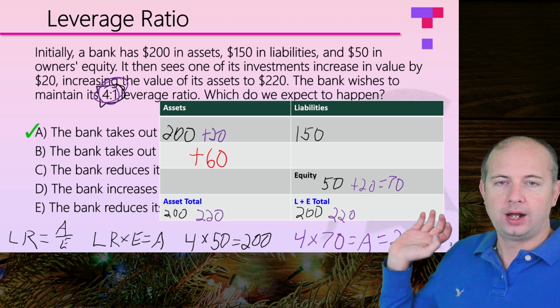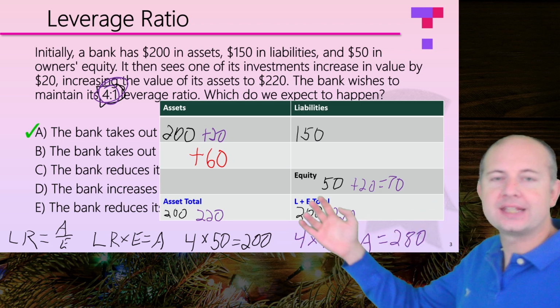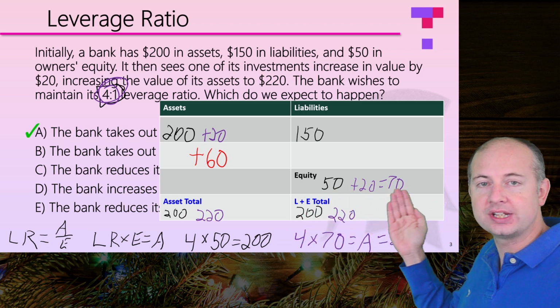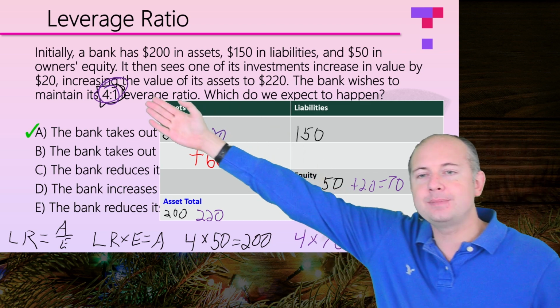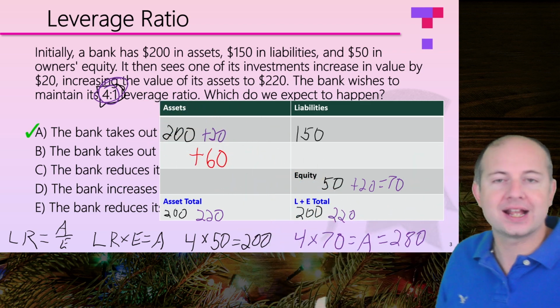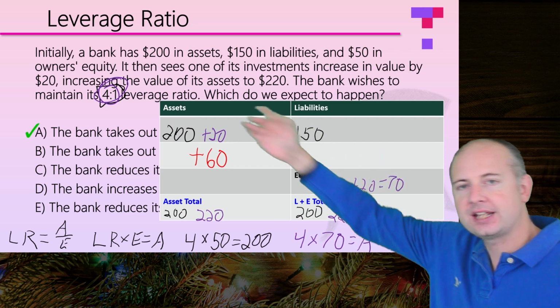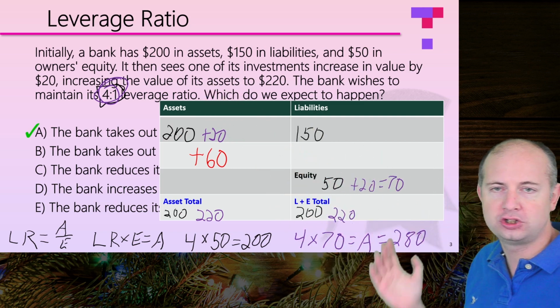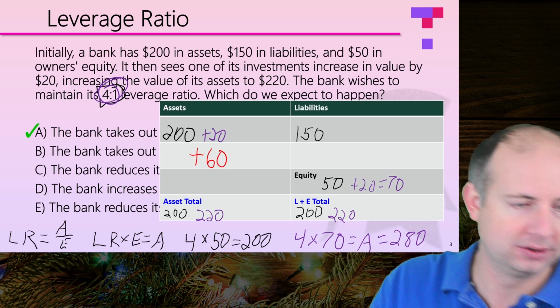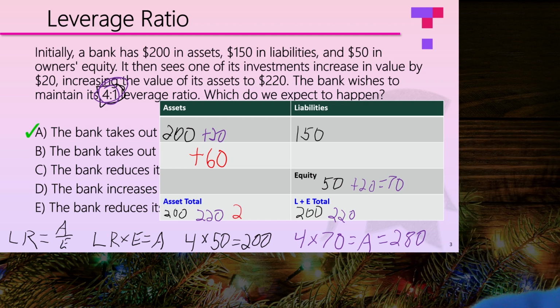Someone asked where 280 came from. It comes from the $70 in equity we now have times 4 to get us to our target asset size of 280. So 70 times our 4-to-1 ratio means we want to have 280 in assets. Again, that's going to get us to 280 in assets.